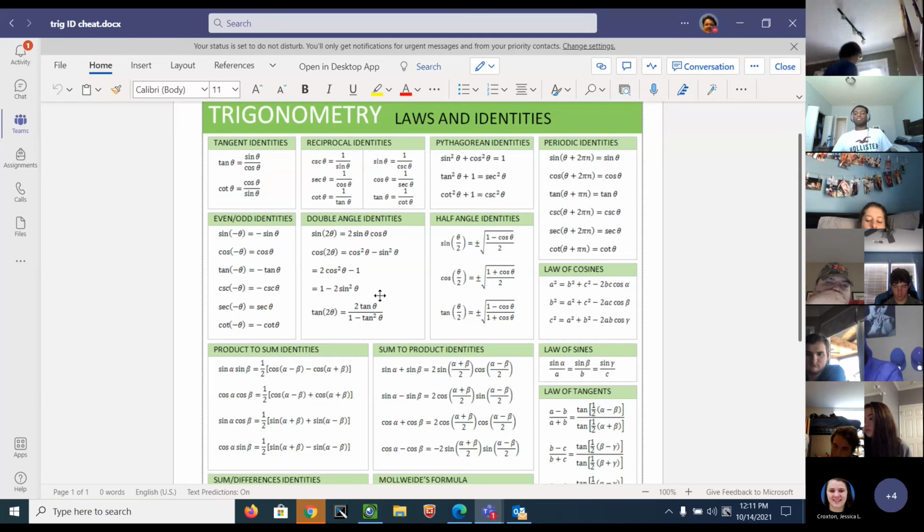So I'm going to say cosine of 135 over 2 is equal to positive or negative the square root of 1 minus cosine of 45, because we know it's going to be negative, over 2.